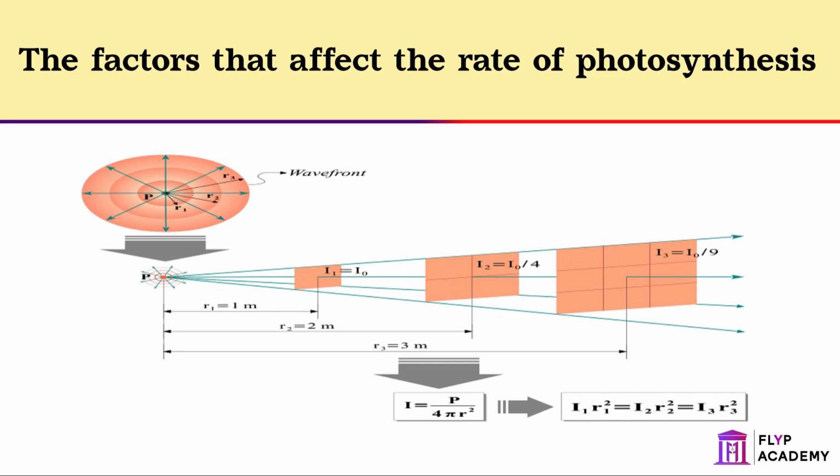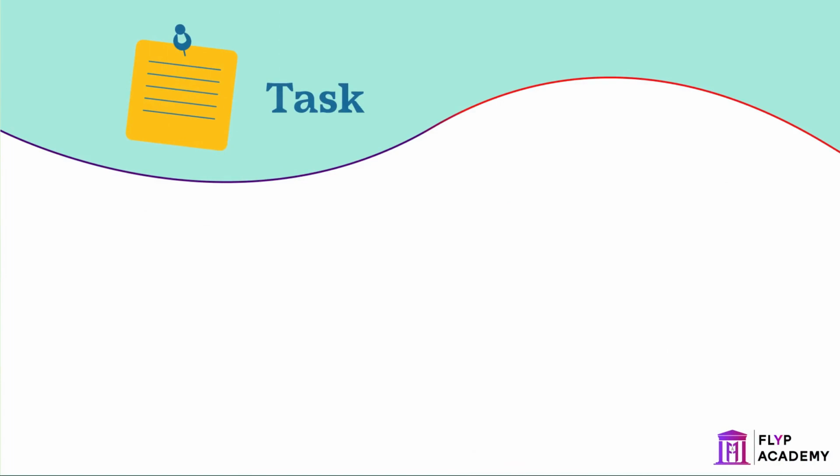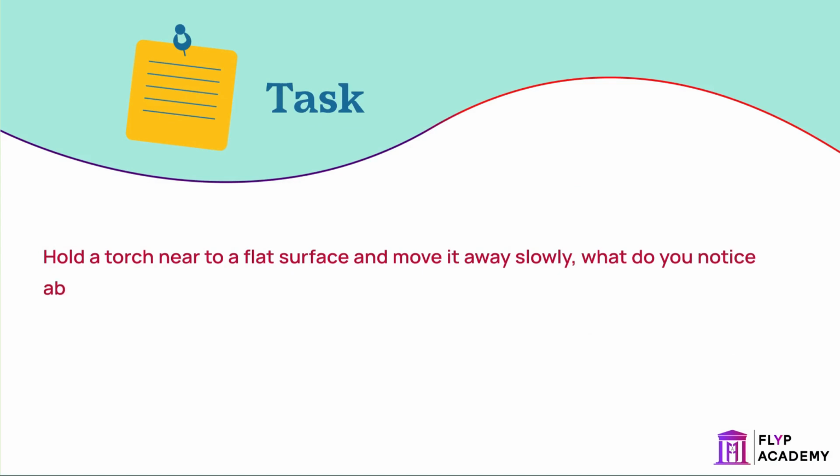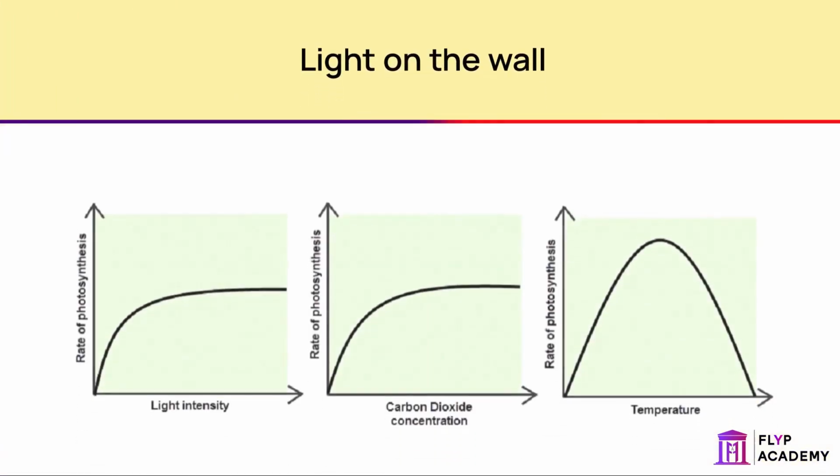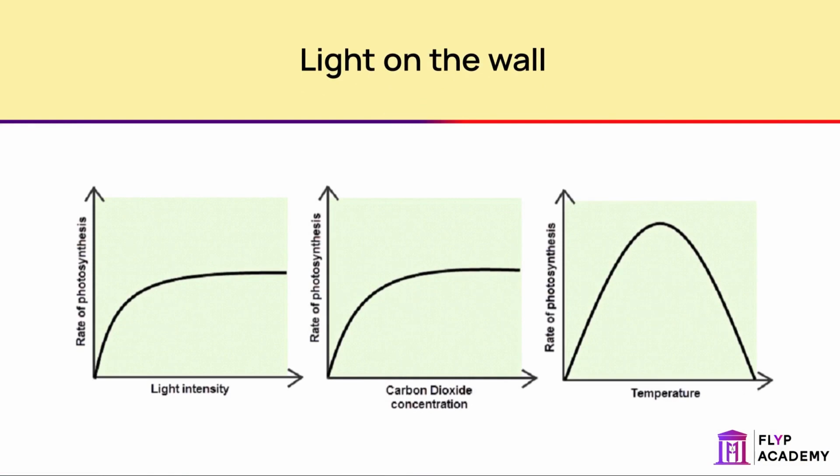We can think of this as the light from a source shining on a square area. As we double the distance of the light source away, the area that the light covers is 4 times as big, so there is less light energy per unit of area. Task. Hold a torch near to a flat surface and move it away slowly. What do you notice about the brightness of the light on the wall? You should see that as distance increases, the area of the light is larger, but the brightness decreases.